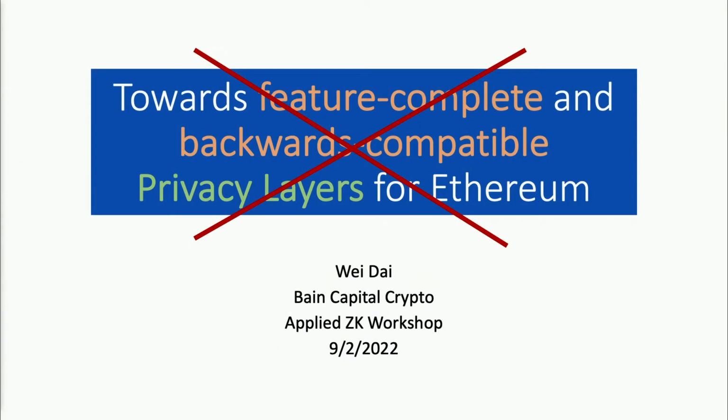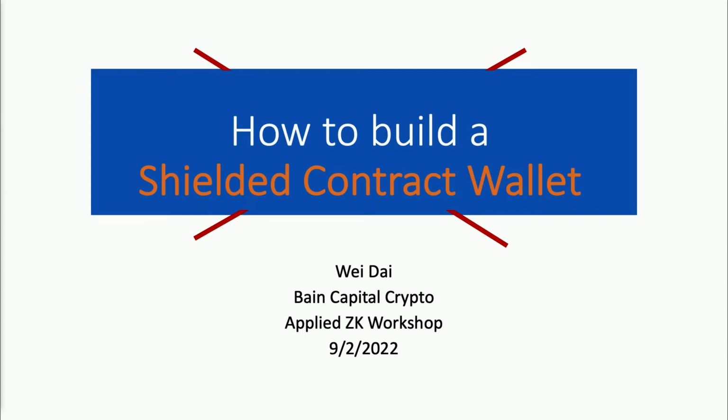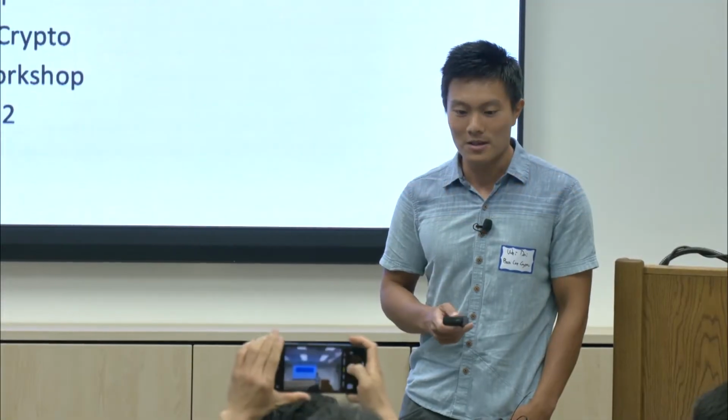Great. So I realized I had the longest title, right? And thanks, Brian, for actually repeating the entire title. So I decided to rename the talk to provide something less confusing, but maybe still confusing, which is how to build a shielded contract wallet. So hopefully everything will make sense at the end of the talk. But let me get started.